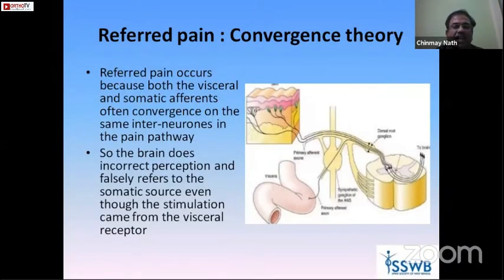Now, there is another type of pain called referred pain. That is the convergence between somatic pain and visceral pain. The visceral afferent fibers from the viscera go through the sympathetic ganglion and meet with the somatic afferent fibers from the skin, and they pass through the dorsal root ganglion into the dorsal horn, and there is interneuronal connection. So the brain makes an incorrect perception and falsely refers to the somatic source even though the stimulation came from the visceral source. So gallbladder pain may be represented in the shoulder. Pain from myocardial infarction may be represented as scapular pain or arm pain.